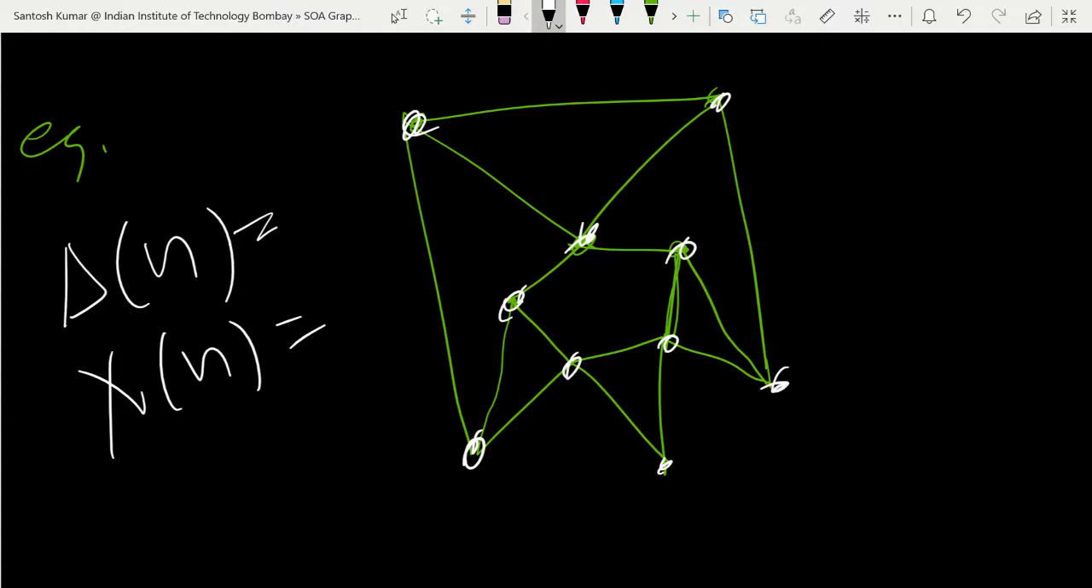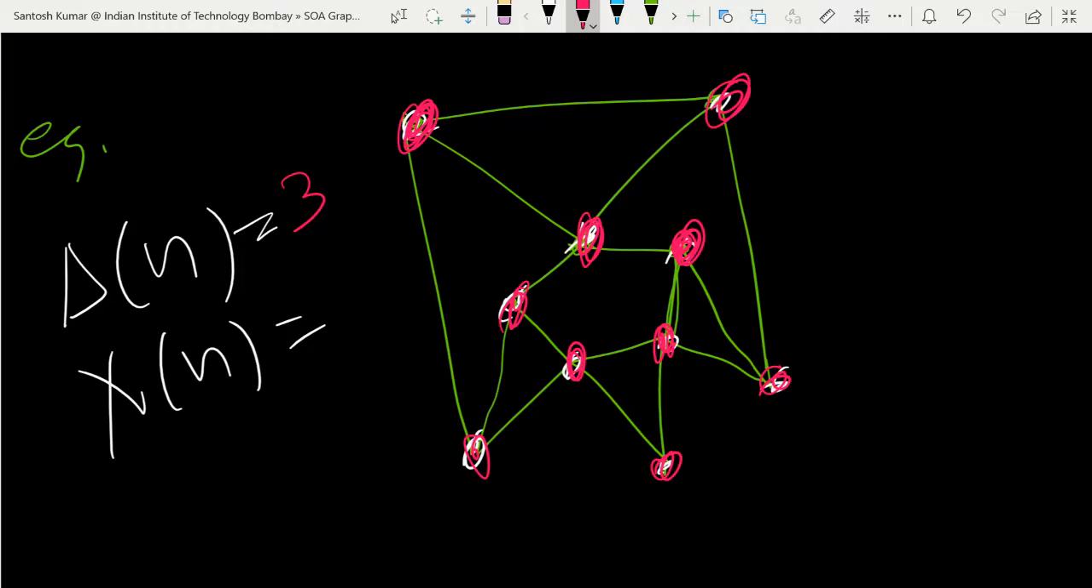So degree of graph. Degree of graph is what? So 4. Okay. So you can check like this: this vertex has degree 3, this vertex has 3, this vertex has 4, this vertex has 3, this vertex has 4, this vertex has 4, this vertex has 3, this has 3, this has 2, this has 3. So you see which vertex has maximum degree. That maximum degree is going to be the degree of the graph.